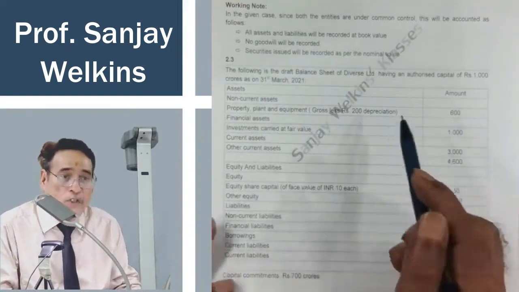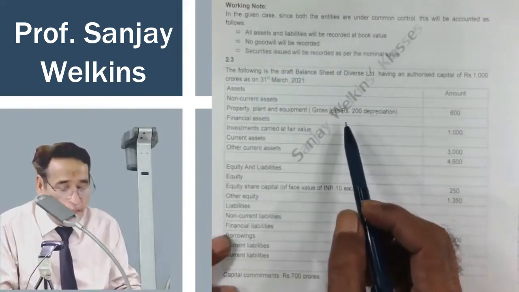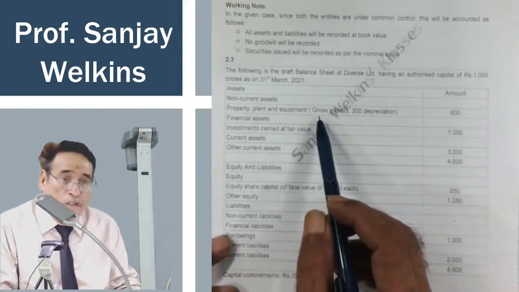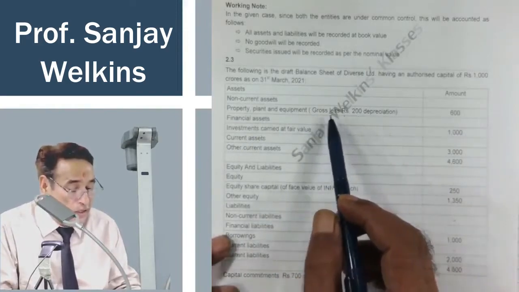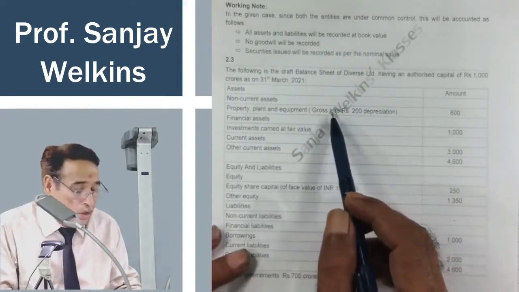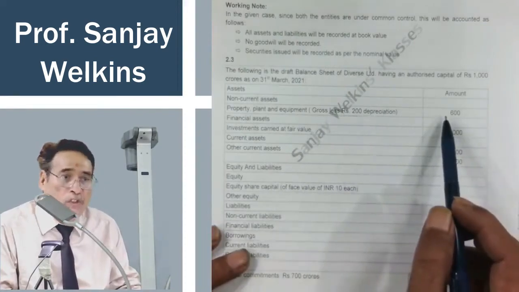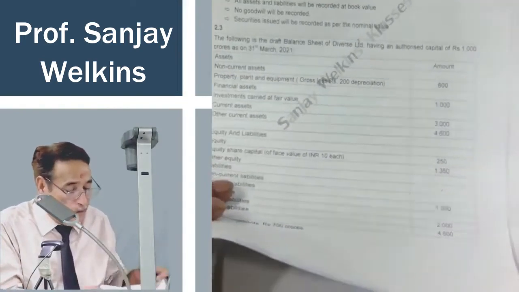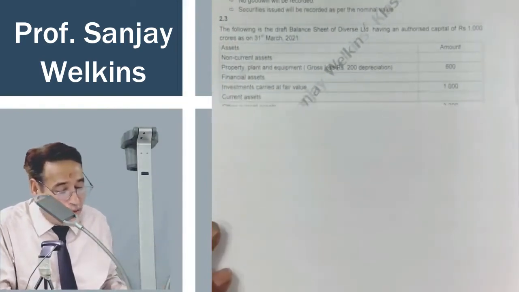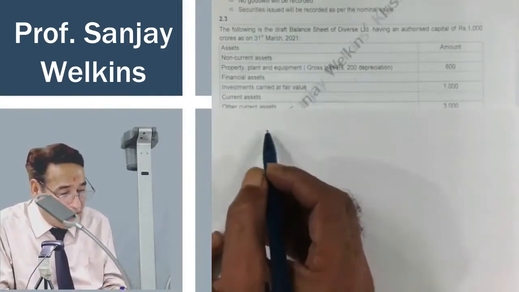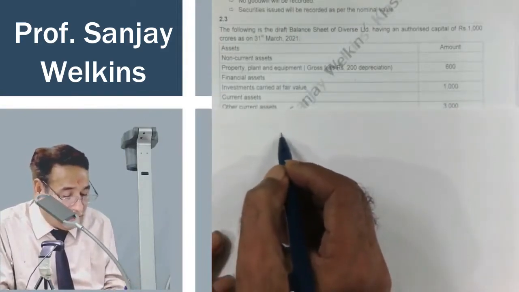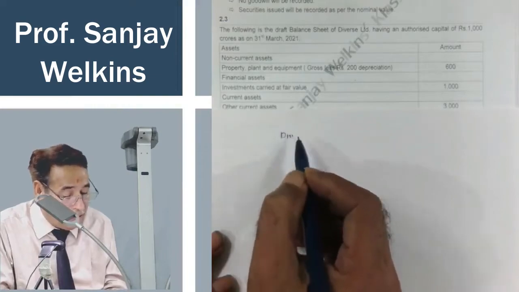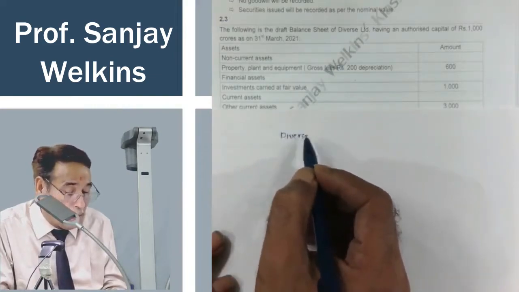Now this is the balance sheet of Divers Limited. You need to remember that. And here it is written gross less 200. Gross stands for cost. Gross less 200, and in the outer column it is written 600. What does it mean? So let me pick up a rough paper too. So far this particular point means this is Divers Limited.